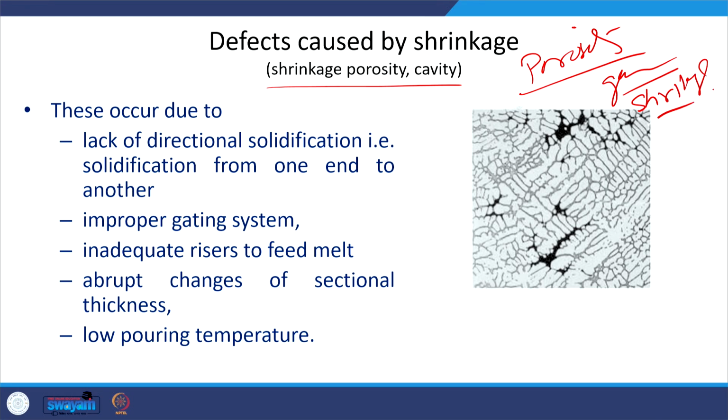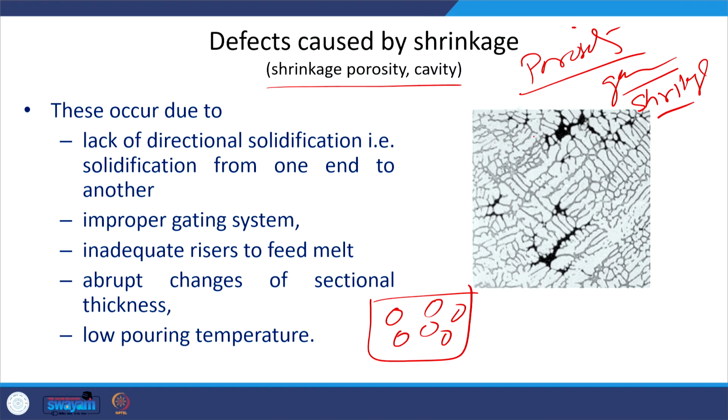So, shrinkage porosity, the gaseous porosity, whenever it is observed in a casting, it is of the spherical family, because the molten metal tries to take the minimum possible shape, or these gases try to take the minimum possible shape with the minimum possible surface area. So, that becomes the spherical family.